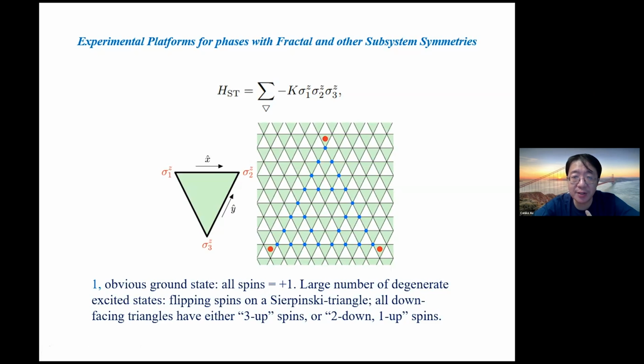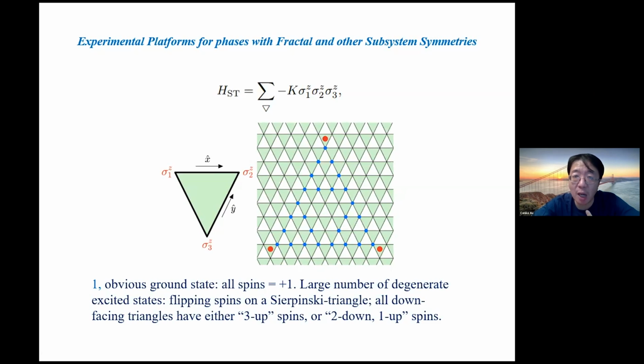But you can also see that there are some other ground states. For example, on every triangle I can have either all spins up, or 2 spins down and 1 spin up. Both are ground states of the model.